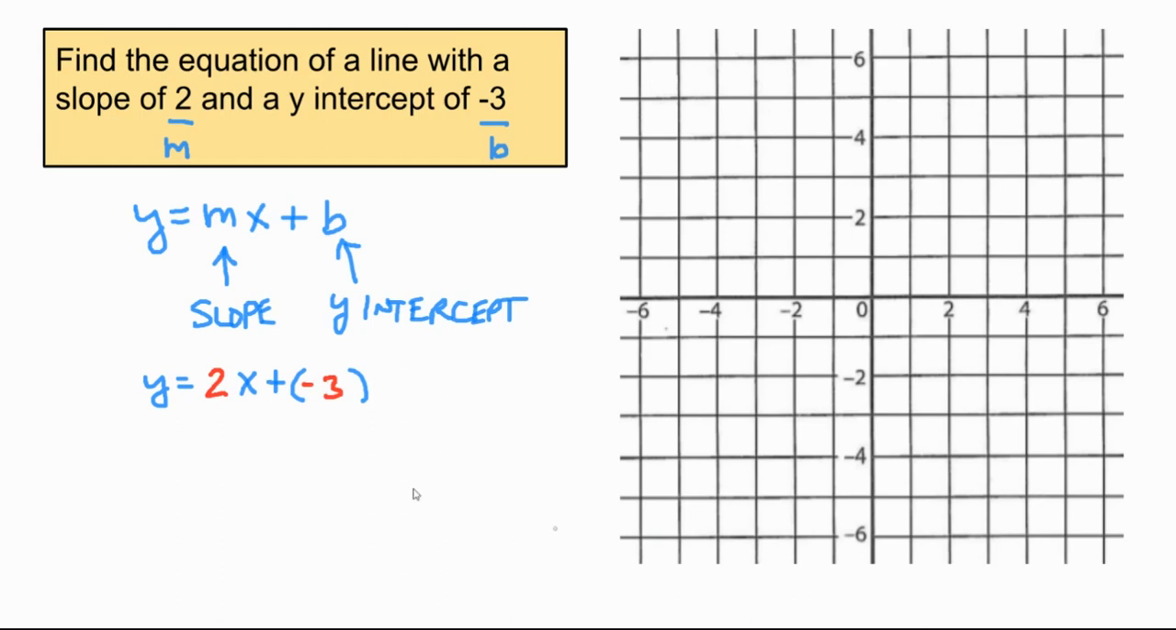We just need to simplify that. y equals 2x. Adding a -3 is the same thing as subtracting 3. And there's the equation for our line.